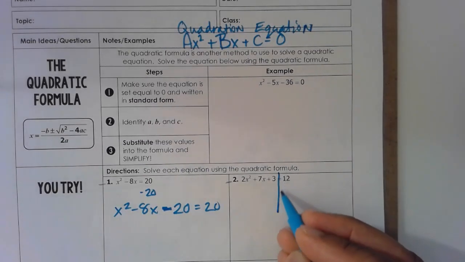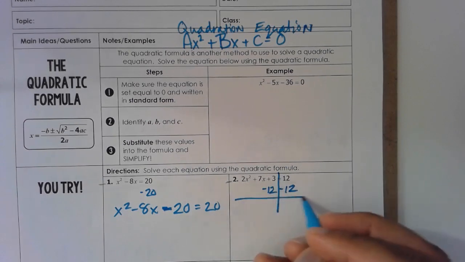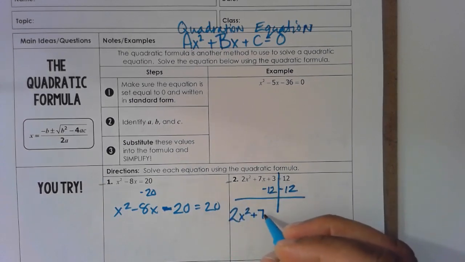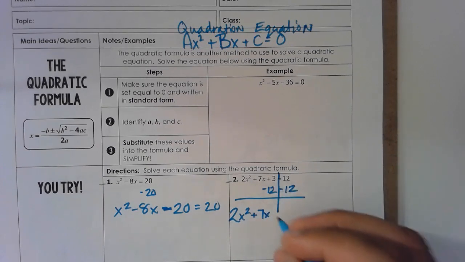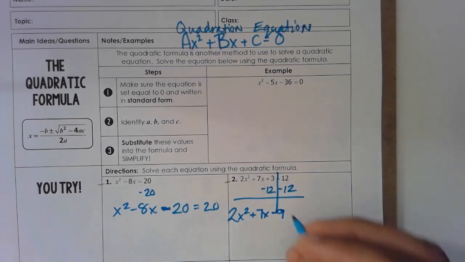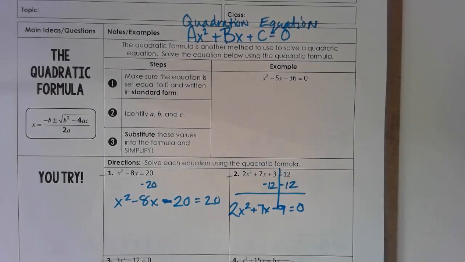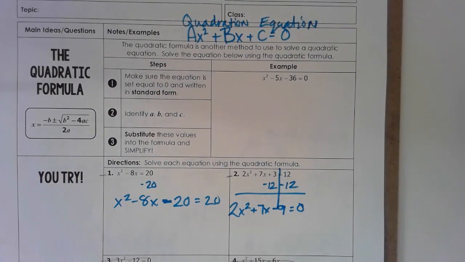So since it's a +12, I can do the opposite and subtract the 12. And then I'm going to have 2x squared plus 7x. And you'll notice I can actually combine these. So 3 minus 12, that's going to give me a -9 equals 0. Now I can actually go ahead and put it in that quadratic formula and get my 2 answers here.